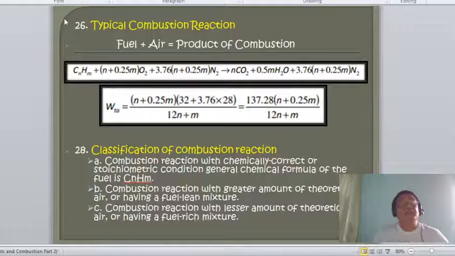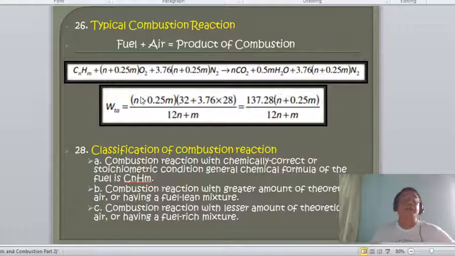So air is composed of oxygen and nitrogen. That is why we have here oxygen and nitrogen. And that yields n CO2, meaning the number of CO2 in the product of combustion, and then the amount of water vapor in the product of combustion. And another is the nitrogen, since nitrogen is not combustible. Whatever nitrogen comes in will equal the amount of nitrogen that goes out.